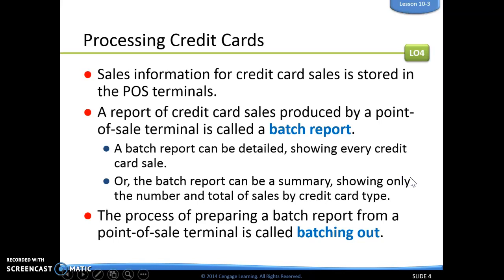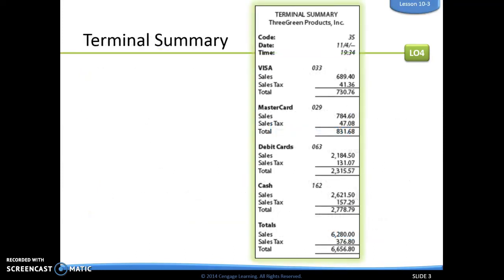Sales information for credit card sales is going to be stored on POS terminals. A batch report is a report of credit card sales that are produced by a point of sale terminal. So a lot of times when they do that report, the process of preparing that batch report is called batching out. Batch reports can be pretty detailed. They can show every credit card sale, or the batch report can just be a summary showing only the number and the total sales by every credit card type. So that's kind of what we are looking at here, the different credit card types and then the totals.